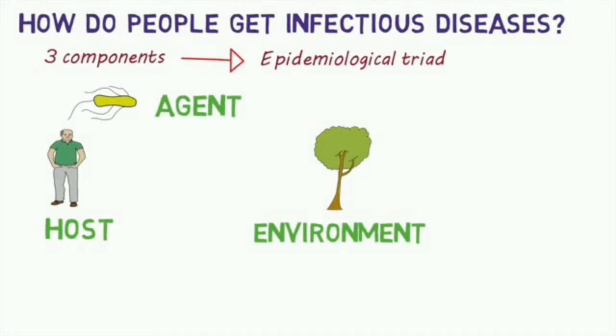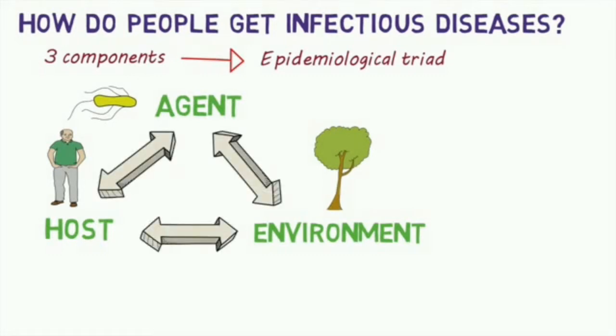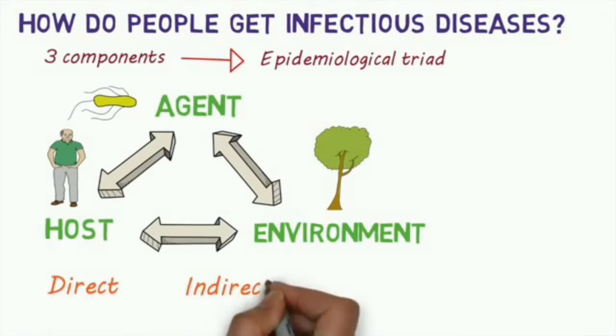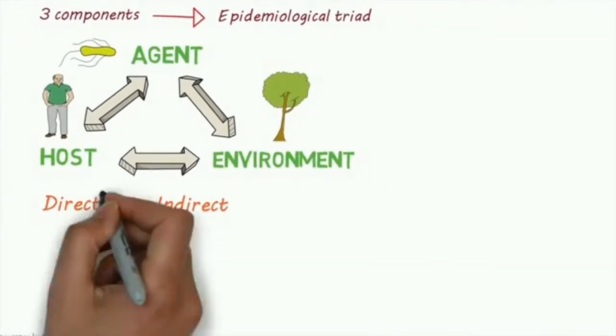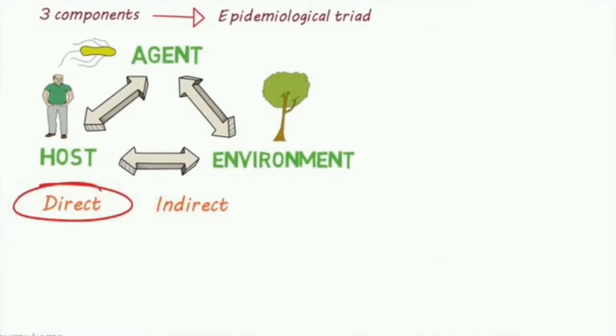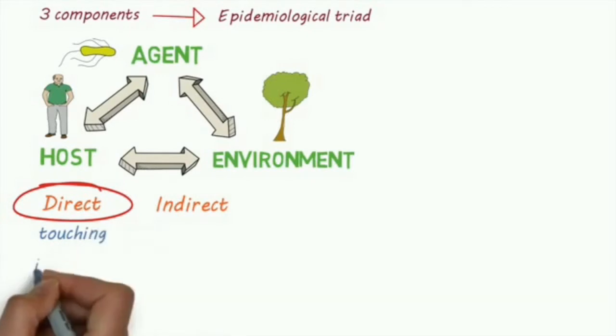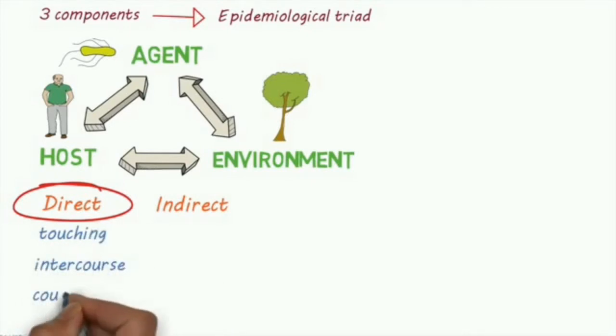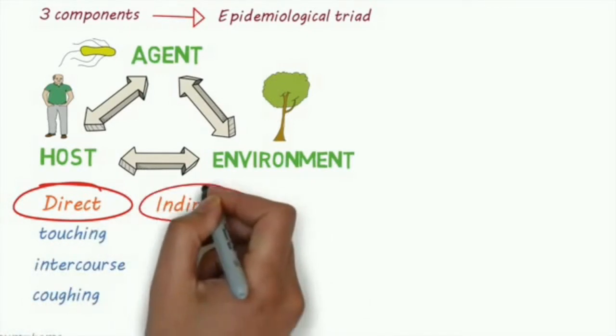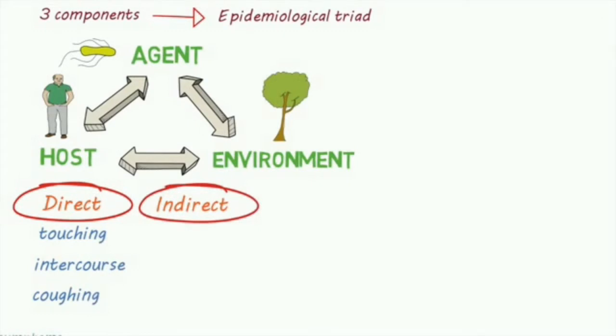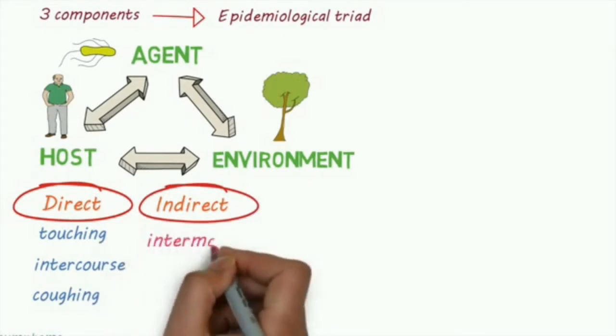In addition to these three components, transmission pathways between each of these allow the spread of infection. These transmission pathways can be direct or indirect. In direct transmission, the organism is transmitted directly to the person. This could be through touching, sexual intercourse, coughing, or sneezing. On the other hand, in indirect transmission, the organism is transmitted via an intermediate.